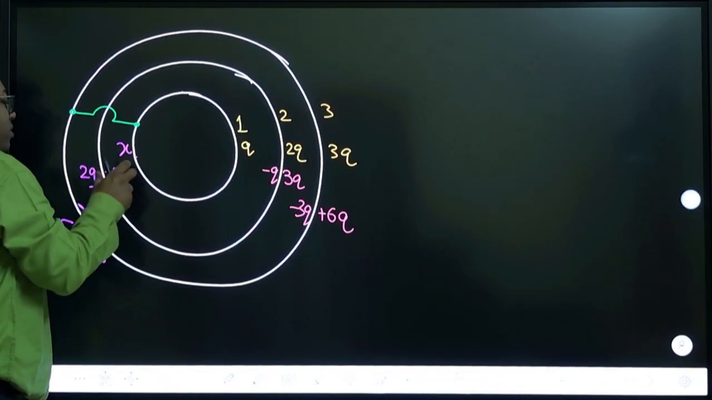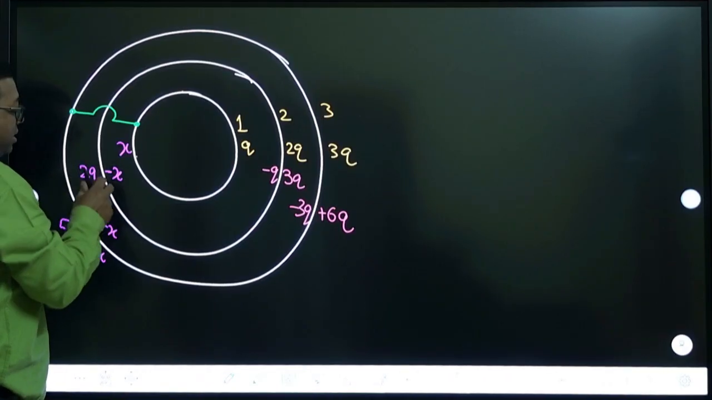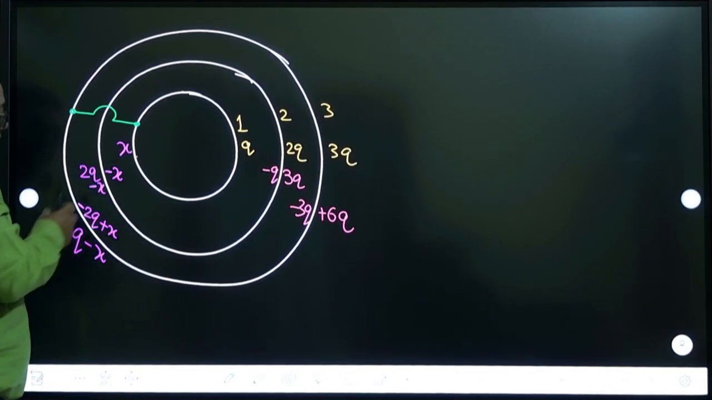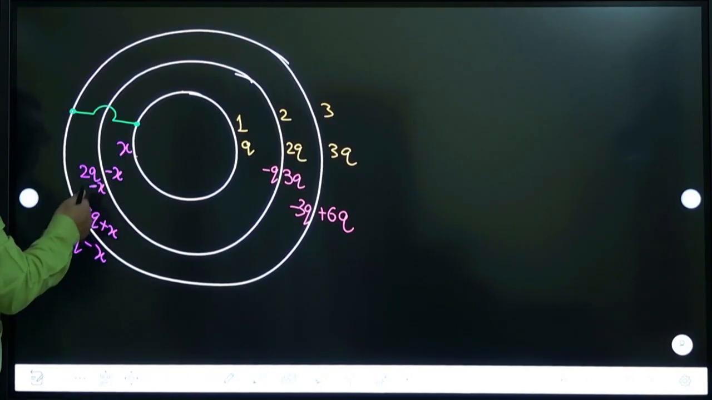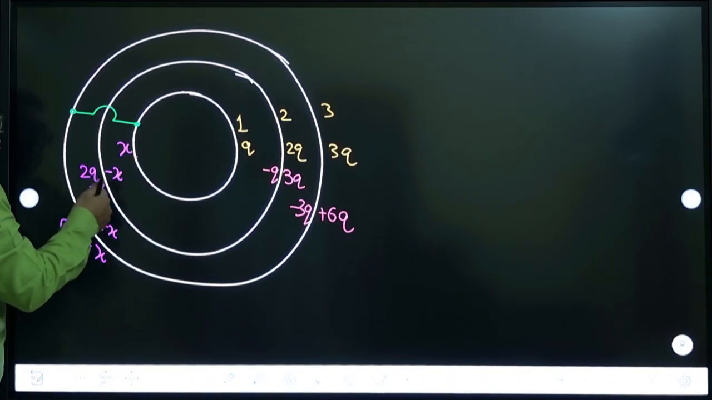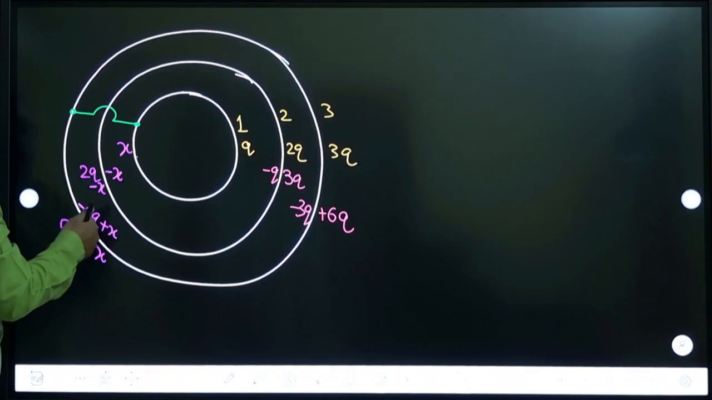We can show because they are not connected. They are not connected. This is x, this is minus x. Remaining charge is 2q minus x. And if you take from here to here induction, they are also not connected. We can take induction effect between them. So 2q minus x, then minus 2q plus x, minus 2q plus x.